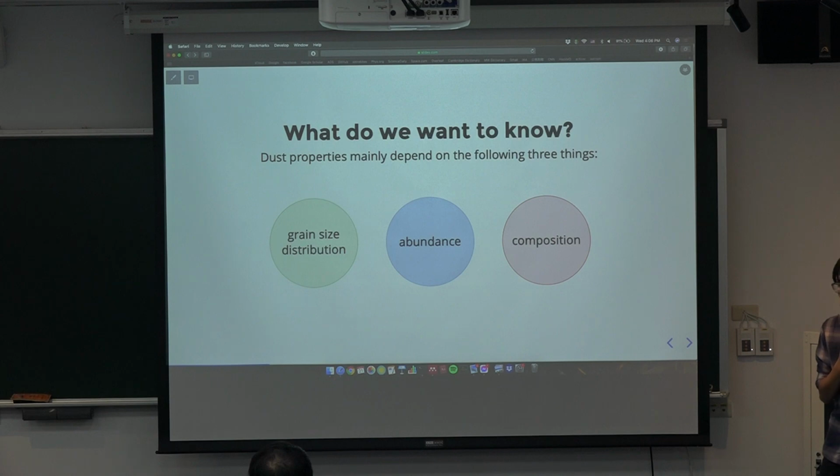So what do we want to know? The first thing is the grain size distribution. As I mentioned previously, it can change the H2 formation efficiency, and it will also affect the absorption and scattering in the galaxy SED. The second one is the abundance. If there is more dust, the starlight will be absorbed more. The third one is the composition. The composition can have several effects, like on chemical evolution and also on dust absorption.